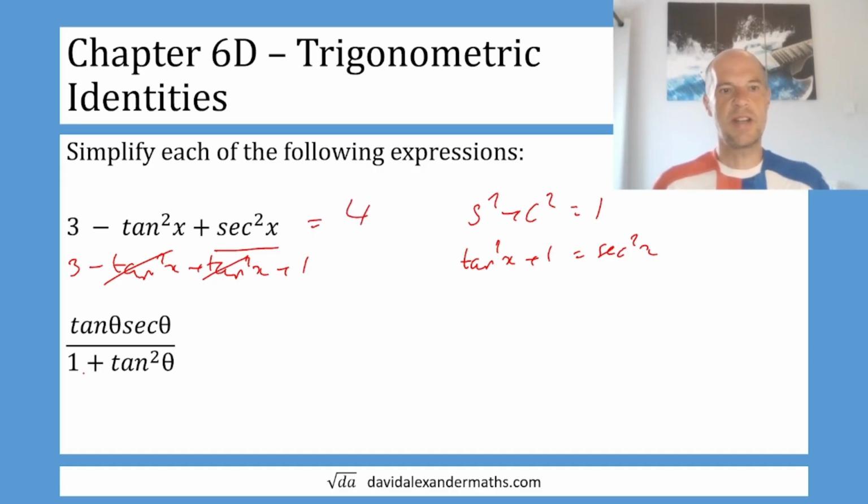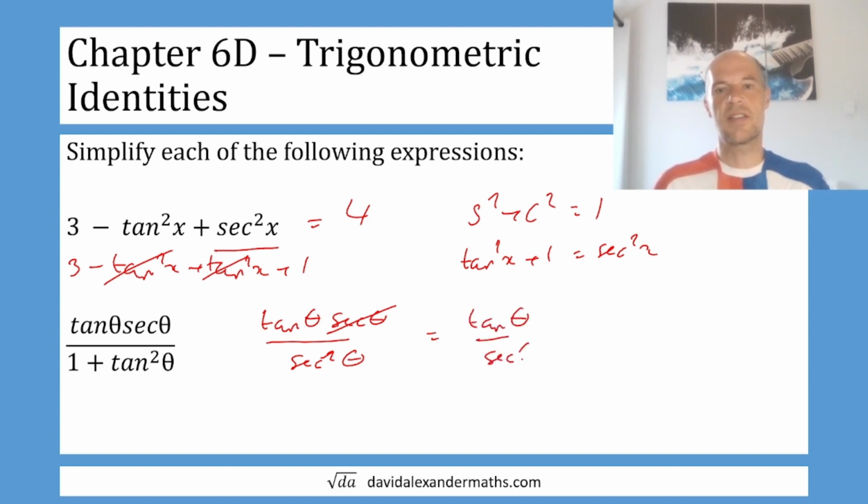Okay, so I can already use the 1 plus tan squared x. I've already got that over there. So what I have here is tan theta sec theta over sec squared theta. I can see straight away I've got a sec on the top and a sec on the bottom. So that is just going to be tan theta over sec theta.